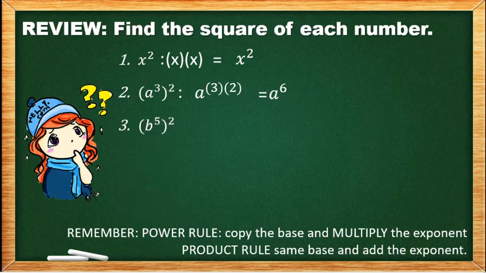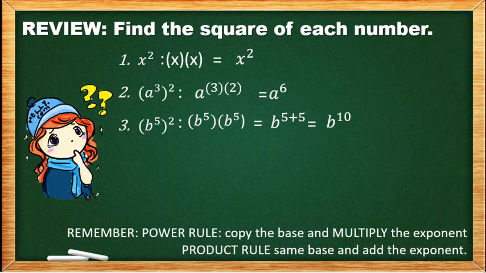Number 3. Let's apply the product rule in number 3. b raised to 5, open and close parenthesis, squared. Or, b raised to 5 with the exponent outside the parenthesis, 2. So, they are the same. Let's look at the product rule. We will just copy it twice because the exponent is 2. That's why we have b raised to 5, b raised to 5. Same base, right? So, copy the base, then add the exponents. So, 5 plus 5 equals b raised to 10.